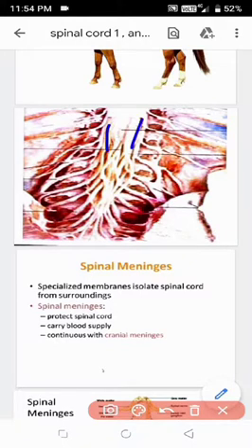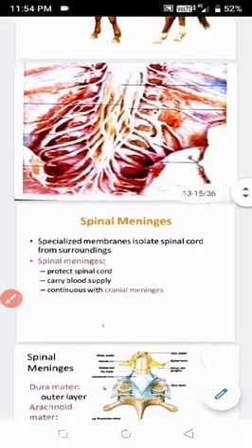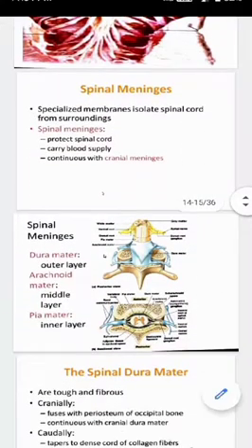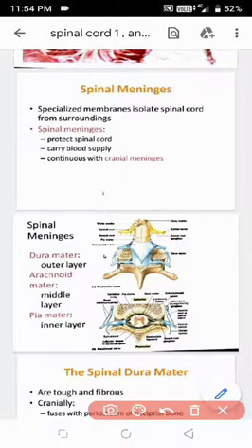This is the conus medullaris, and this is the cauda equina, and this is the filum terminale. Okay. And now, spinal meninges. That means, what are the coverings around the spinal cord? Okay.